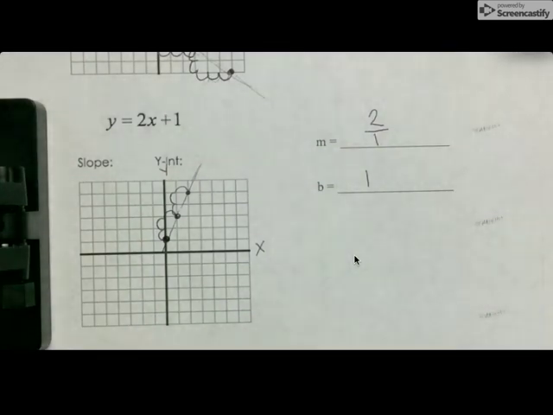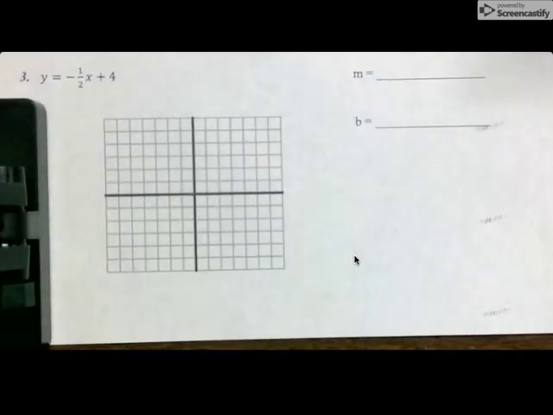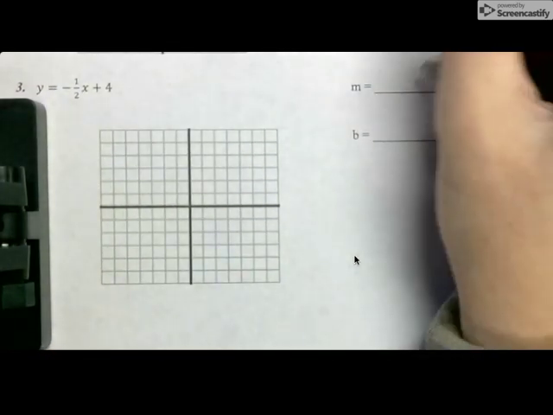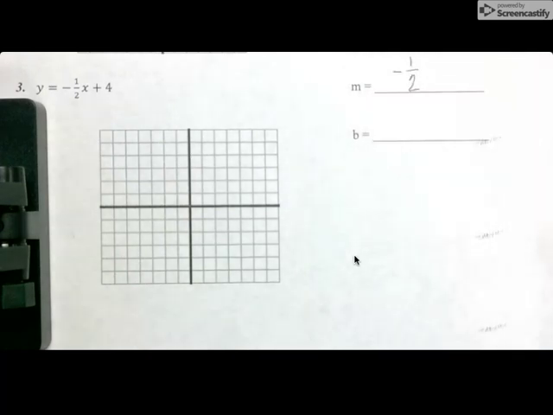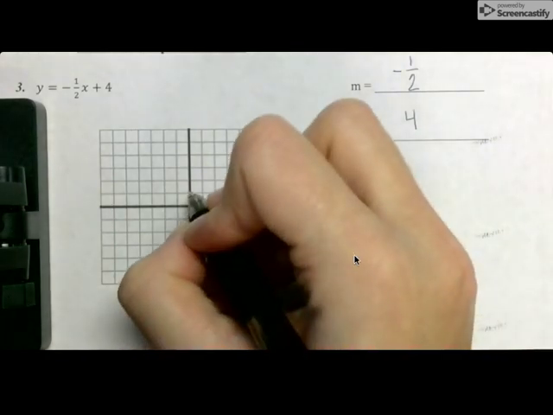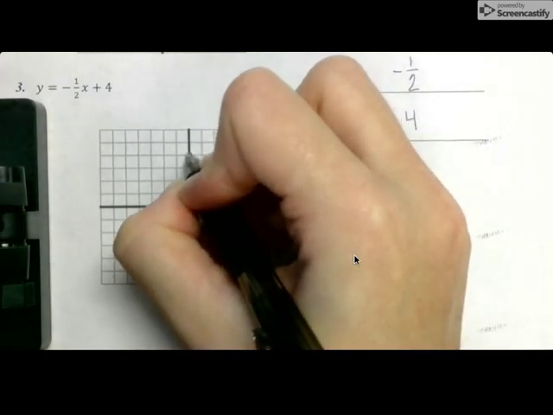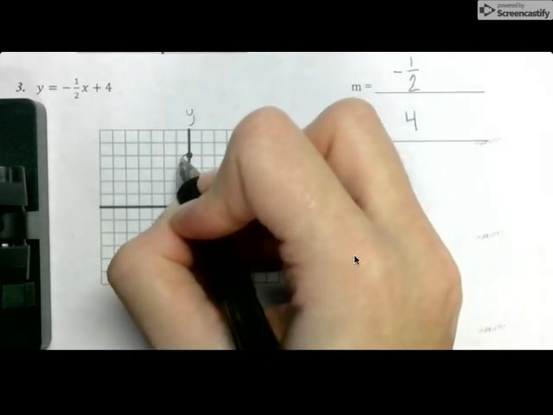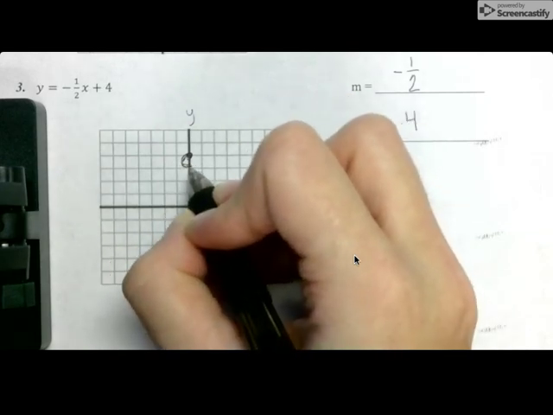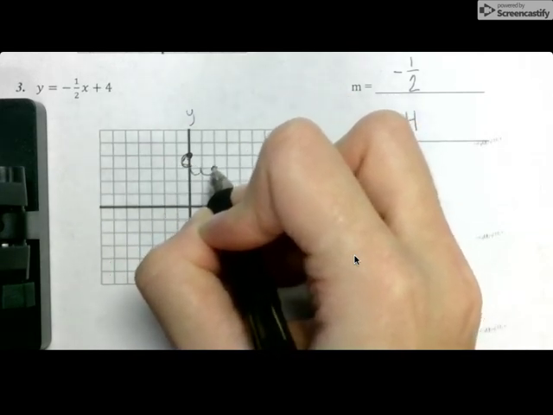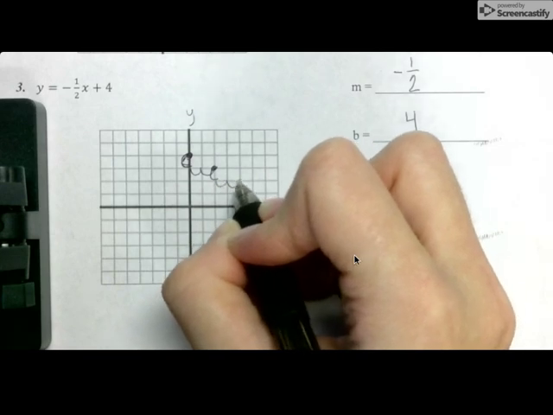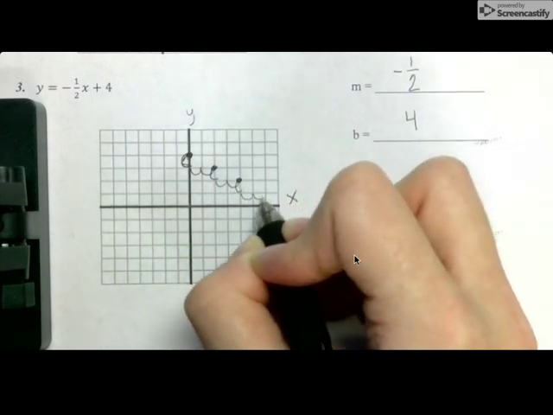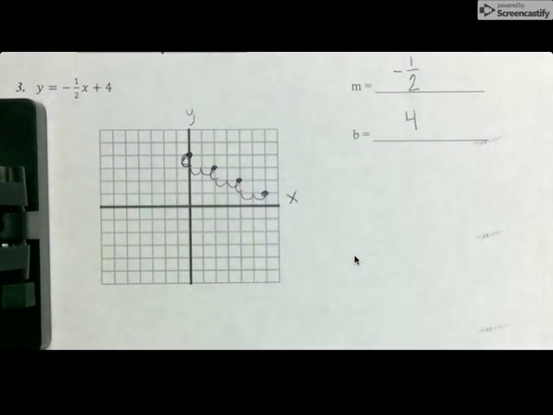Okay, now looking at the last one. What is my m? -1/2. What is my b? 4. So I'm going to start at 1, 2, 3, 4 on the y-axis. Because it's negative, I'm going to go down. And then I'm going to go right because I always like to go to the right. So down 1, over 2. Down 1, over 2. And that's it.